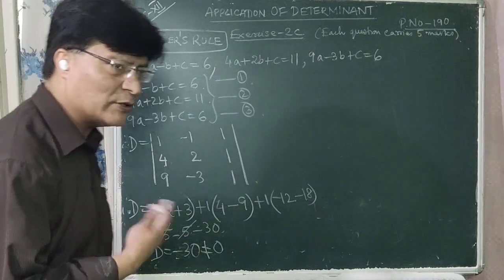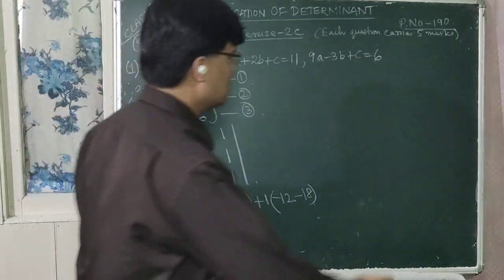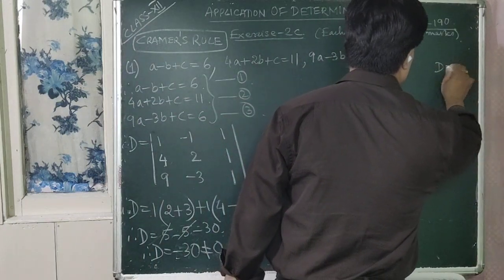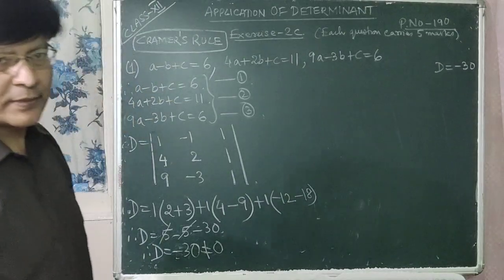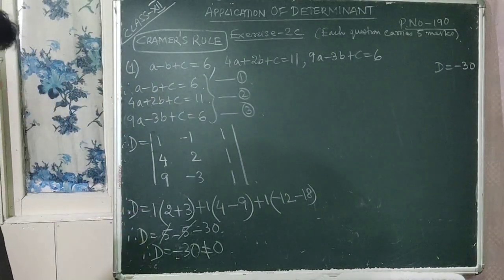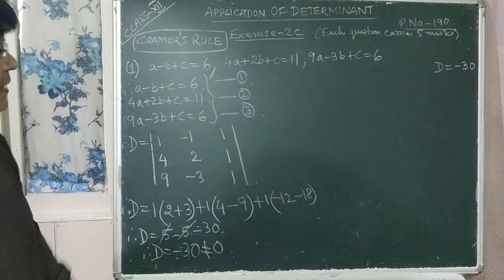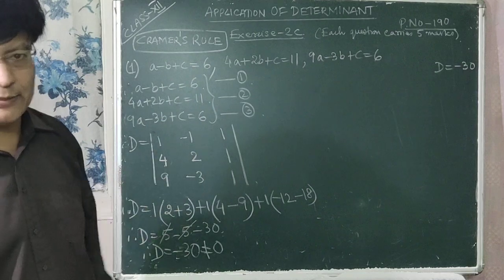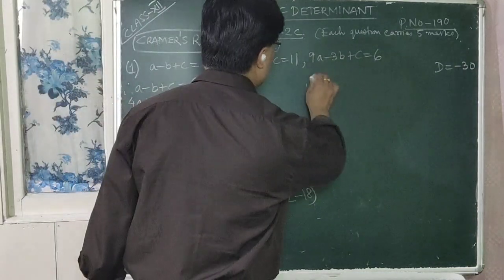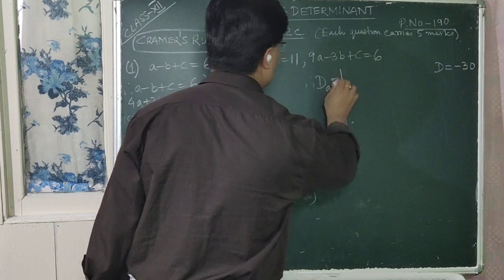If D is not equal to 0, you can easily get the values of x, y and z. So let us write it here. So we get D is equal to minus 30. Is that clear? You know how to expand it, isn't it? So now let us find out the value for DA. Instead of x, y, z, there is a, b and c respectively. So therefore DA is equal to, what will be the determinant DA now?